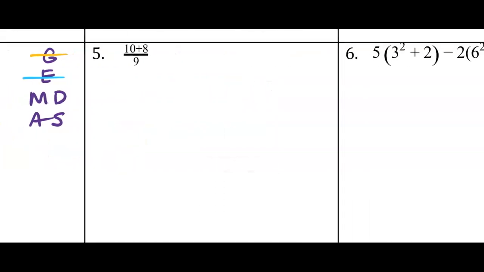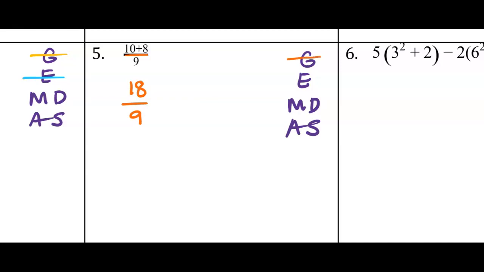Looking at number 5, once again, I write out my steps. Do I have any grouping symbols? I do. This is actually a grouping symbol in this case because there's a 10 plus 8 at the top. So I'm going to start with the 10 plus 8, which is 18, and then divided by 9. Now that division symbol is no longer a grouping symbol, so I can cross it off.